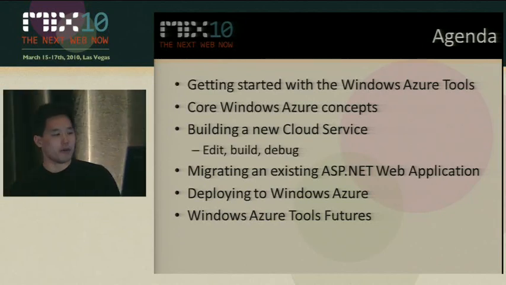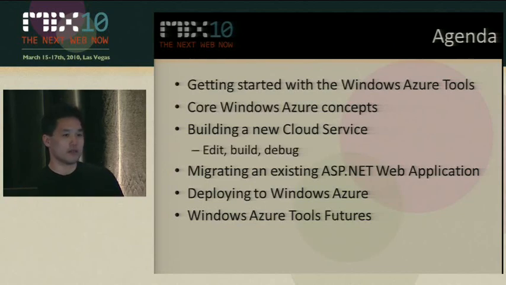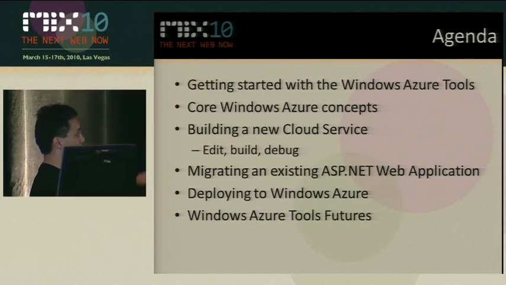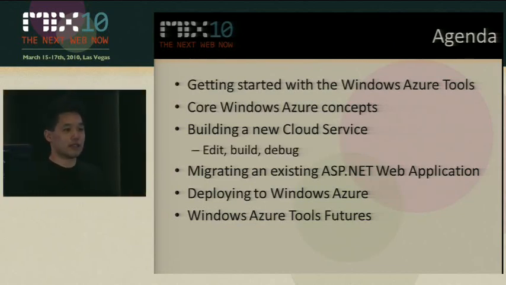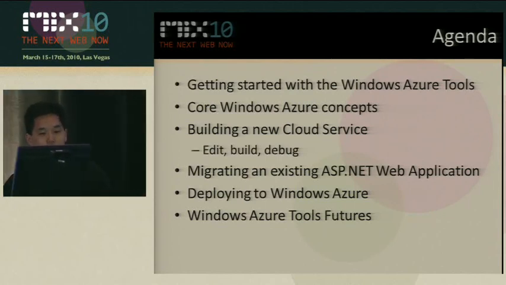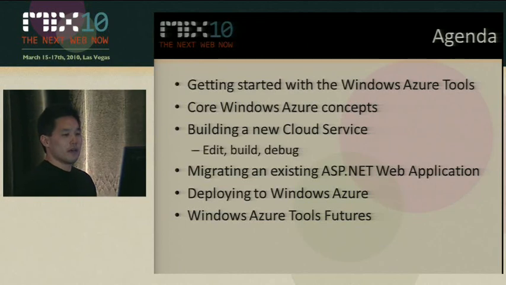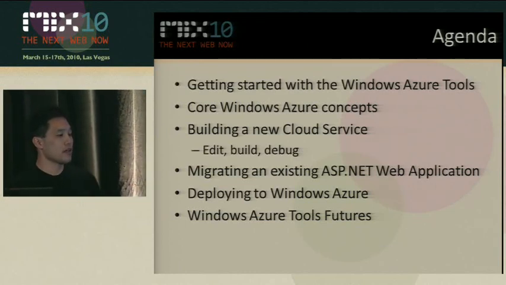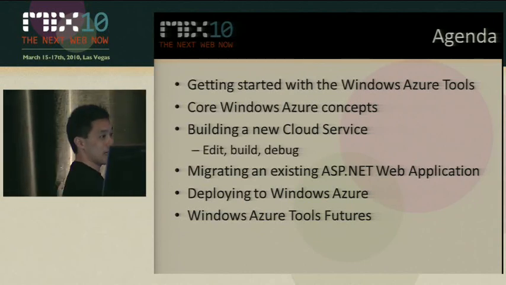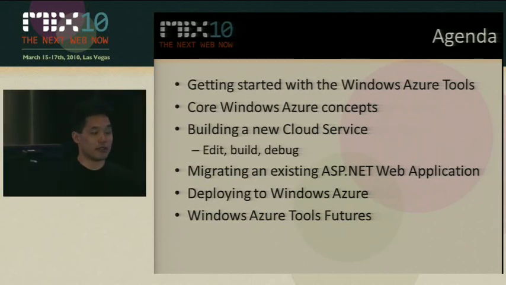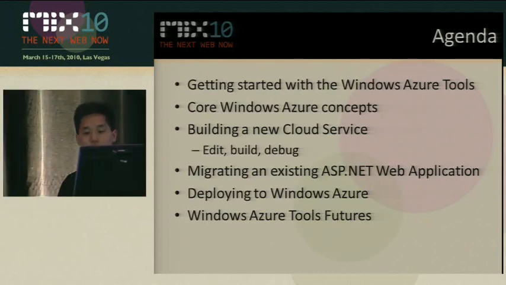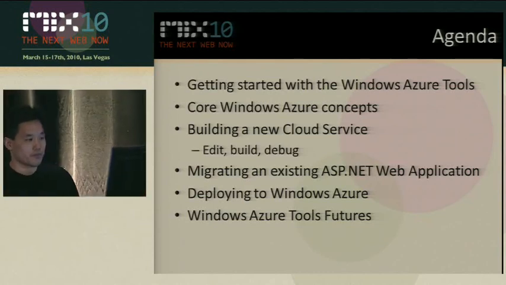Follow that by 3 demos, one on building a new cloud service, and I'll show the edit, build, debug kind of developer lifecycle, that iterative developer lifecycle that developers go through very often and frequently. Then migrating an existing ASP.NET web application and deploying to Windows Azure, so actually getting your application running in the cloud. Finally, I'm going to talk a little bit about what you can expect in the future.